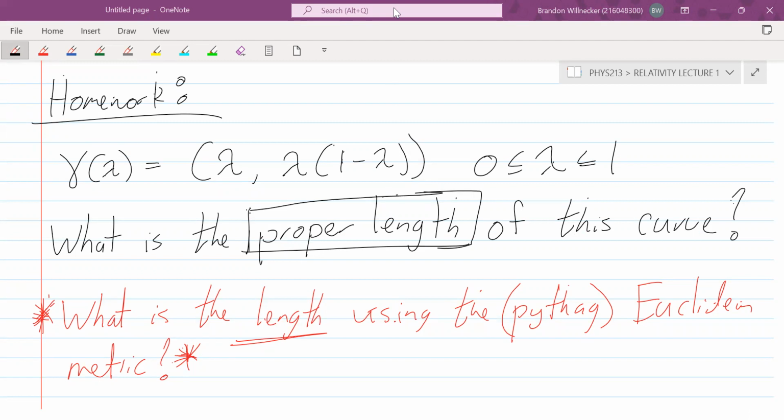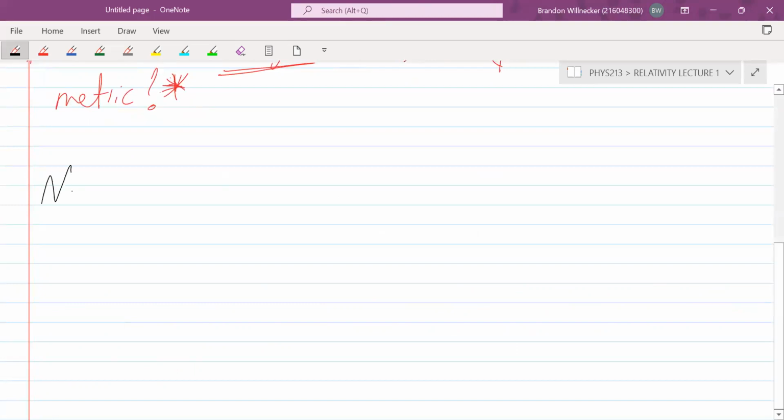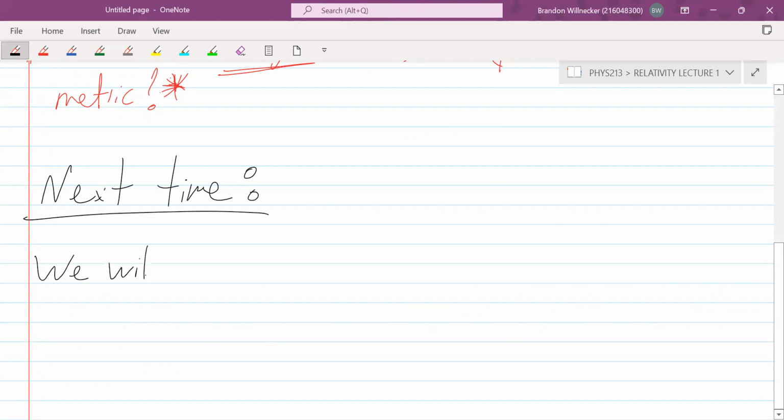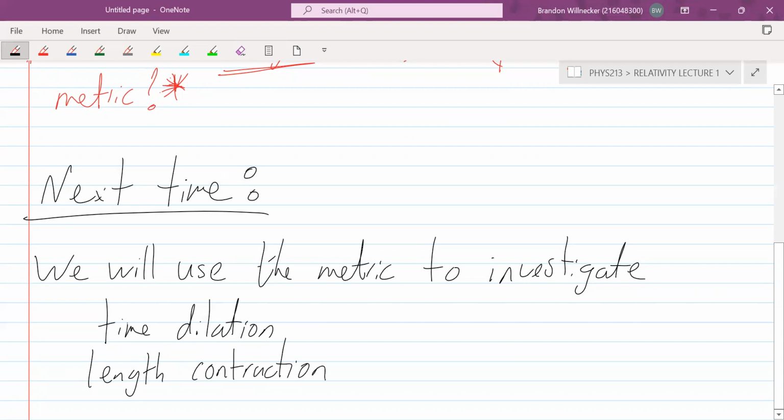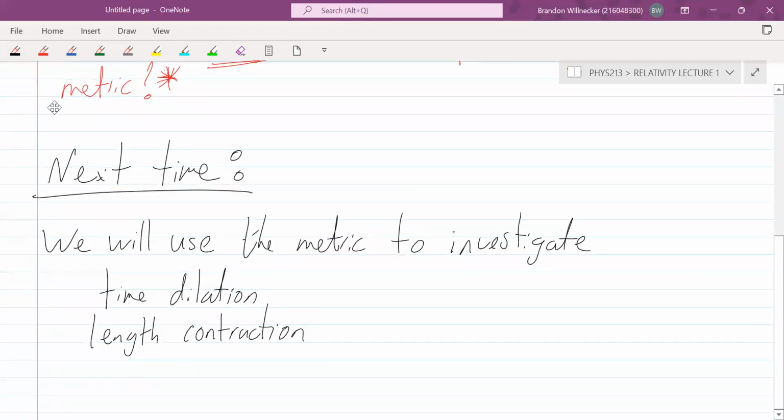Next time we will go through looking at this metric in more detail and seeing what we can actually learn from this metric. So just a quick little preview for next time. We will use the metric to investigate time dilation and length contraction. We're going to figure out how we can describe these phenomena of time dilation and length contraction.